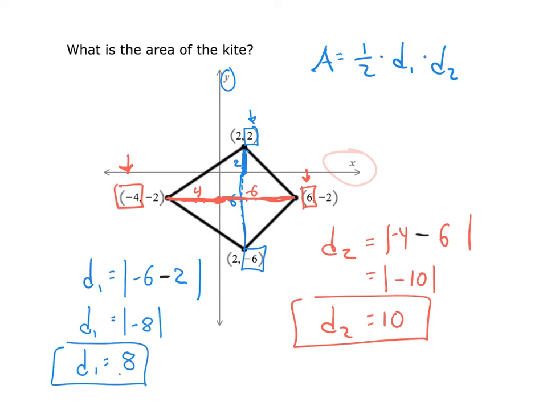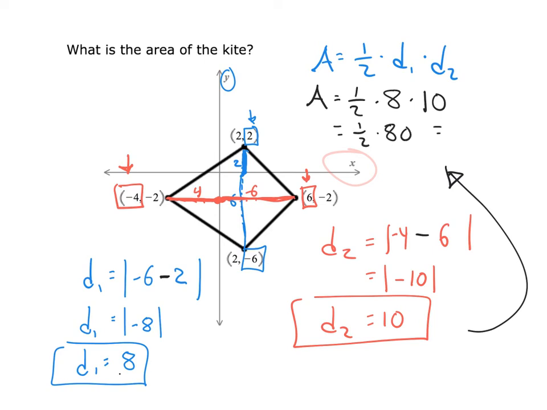Coming back up to the top, I'm going to plug these numbers into my formula, and I get area is 1/2 of distance 1, which is 8, multiplied by distance 2, which is 10. The math is really easy from here. It's 1/2 of 80, which is 40 square units. Problem done. Next one, here we go.